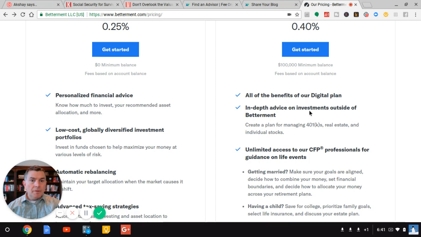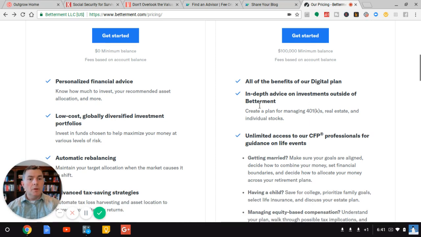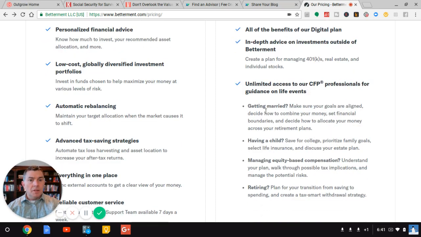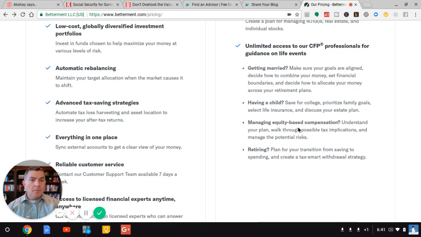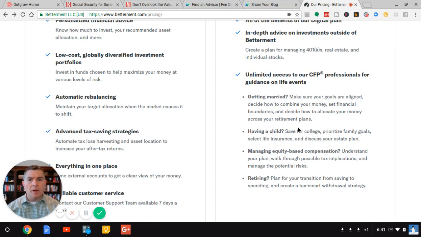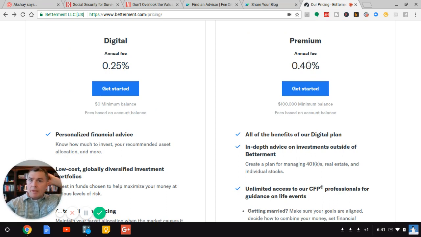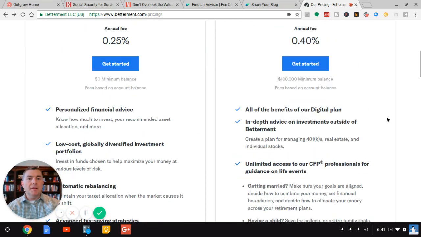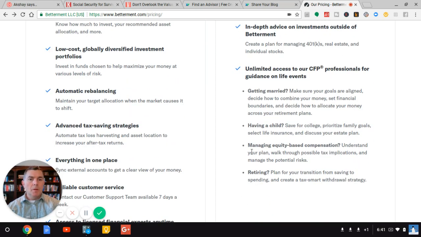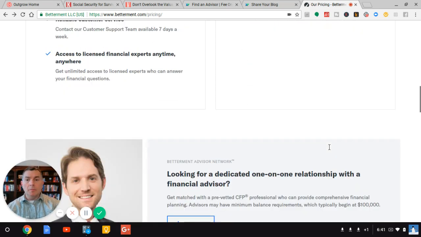Create a plan for managing debt and advice on investments outside of Betterment. Okay. Use unlimited access to our CFP pros. Getting married, make sure your goals are aligned, allocate your money across retirement plans, save for college, prioritize family goals. All right, so most investment related stuff, and Schwab and Vanguard are doing the same thing. So they're offering that. Basically, you get this right here, but because you're getting a certified financial planner, a little bit more goal-oriented, this is going to be 0.4%, and the minimum is $100,000. Managing equity-based compensation, so stock options, whatnot, that's pretty good. I wonder what they use for software to analyze that, but no, I'm a fan, absolutely.